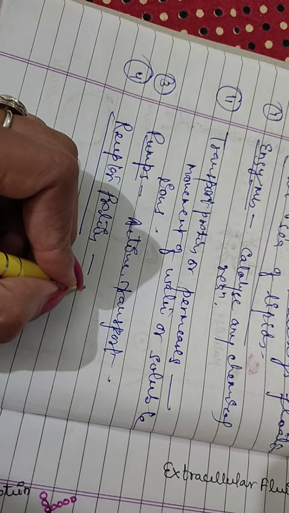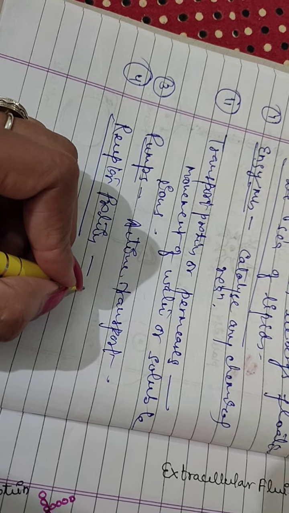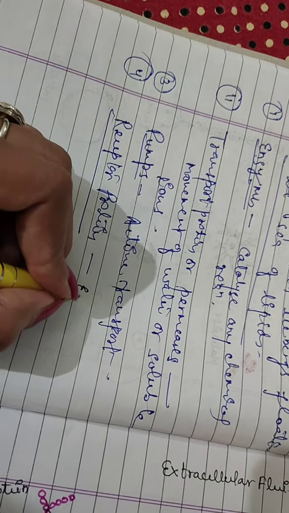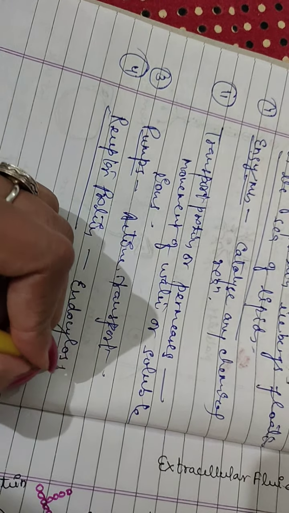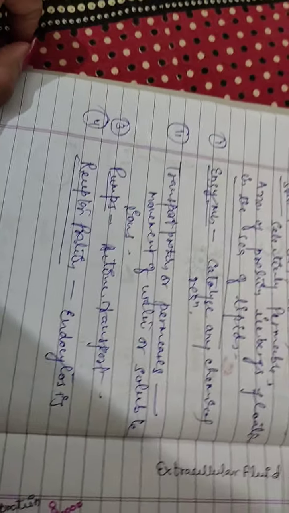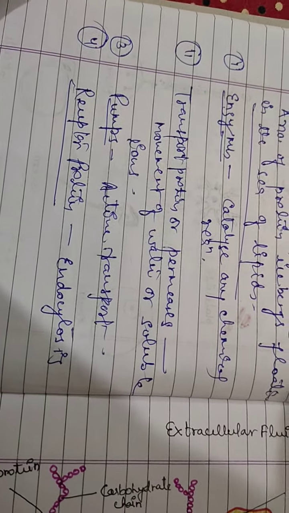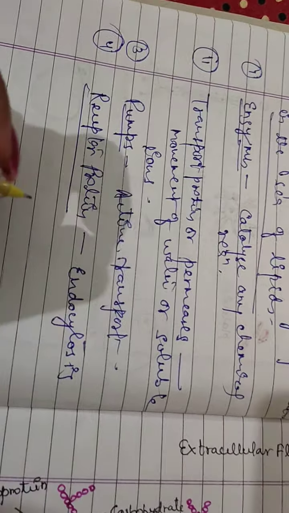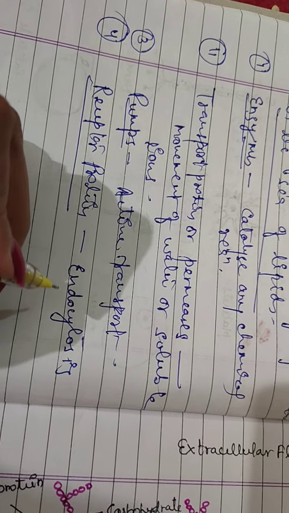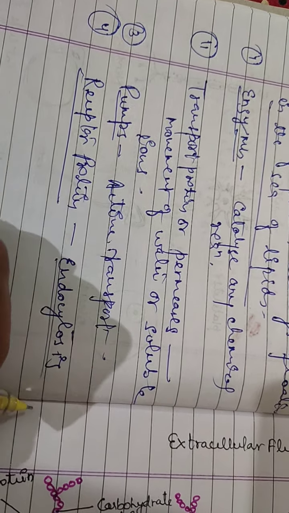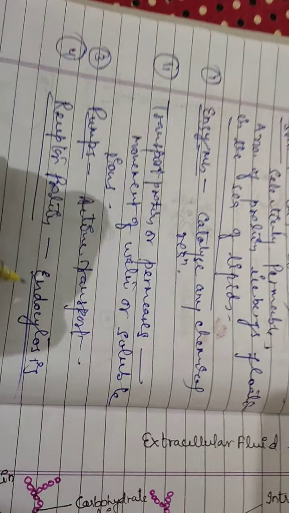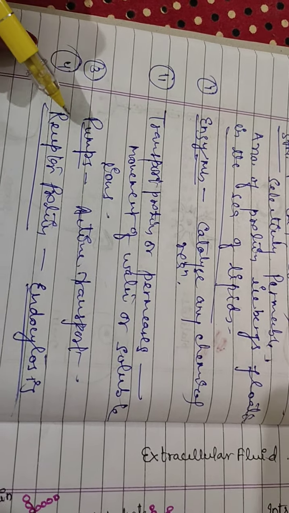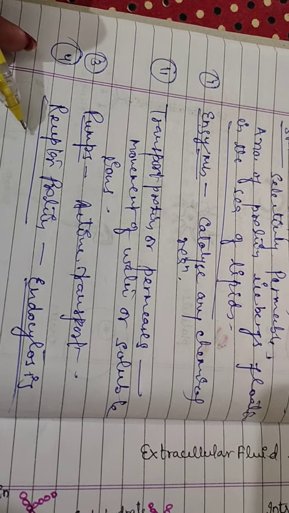Presence of lipids and protein provides flexibility to the plasma membrane. This property of flexibility of the plasma membrane helps in endocytosis. Receptor proteins help in endocytosis. Endocytosis means to engulf anything or any debris of the cell through plasma membrane. So this is all about their protein structure. First enzyme, then transport protein or permeases, then pumps and receptor proteins.